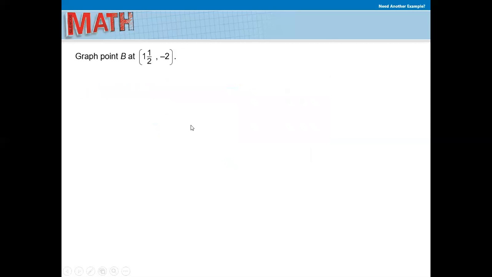Try this one. Draw a rough coordinate grid, graph point B at 1.5, -2. Save your work to discuss it at the group. Press play when you're ready to continue.